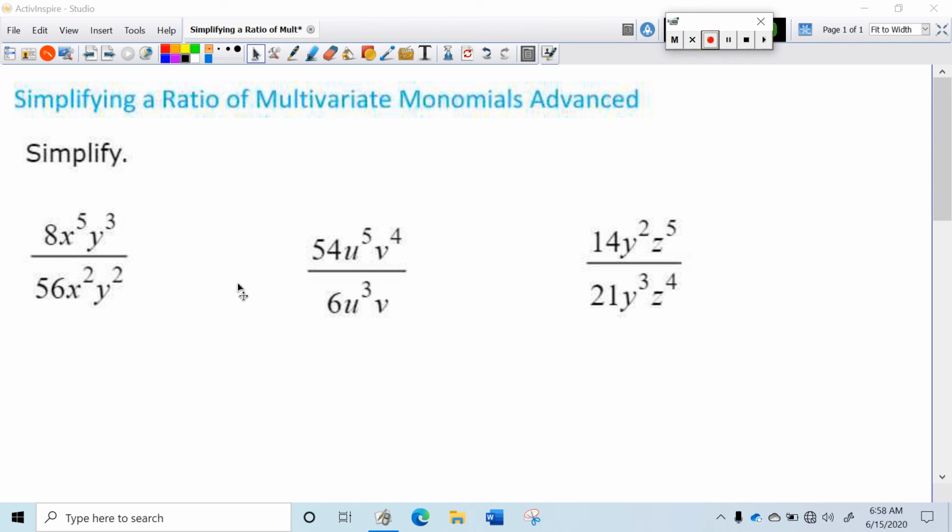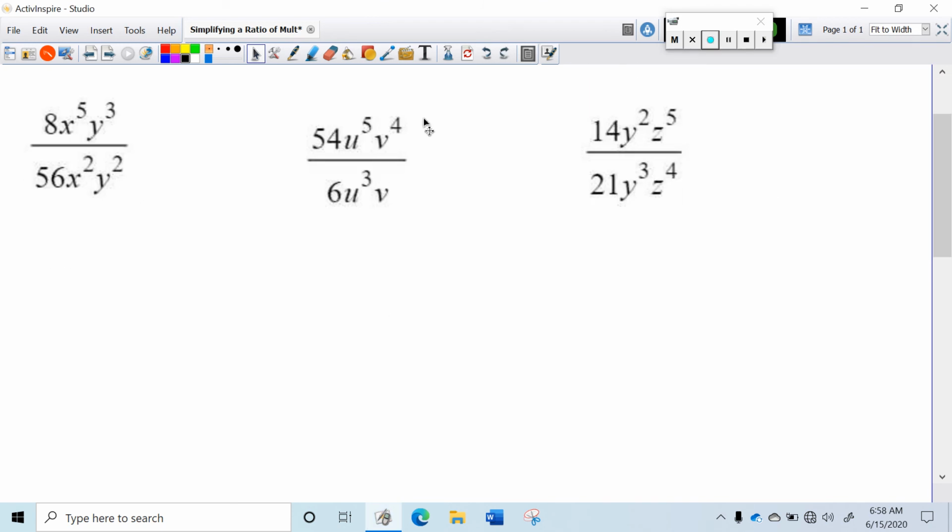Okay, I'm going to simplify. Whenever I'm simplifying these, I want to look at the numeric portion first, and I'm going to make a fraction bar because they already start out as fractions. I'm going to simplify the numeric portion, the part without the exponents, first. So 8 over 56, we can divide both of those numbers by 8. So 8 divided by 8 is 1. 56 divided by 8 is 7.